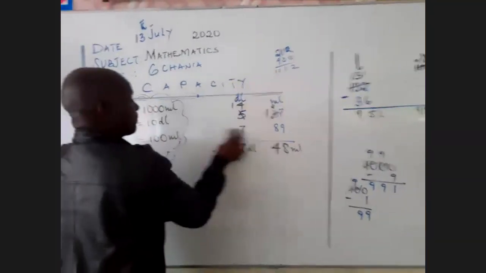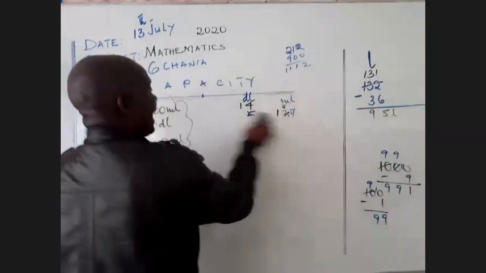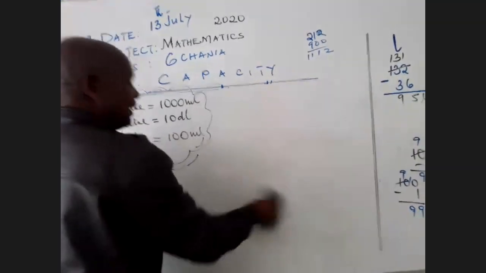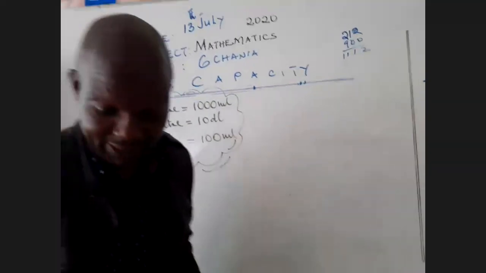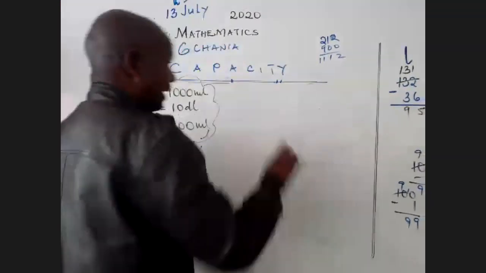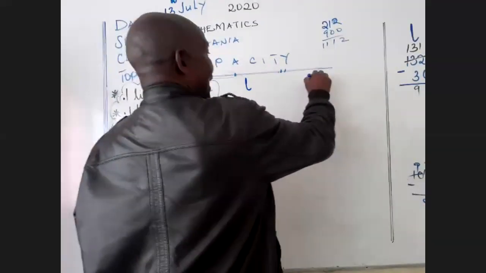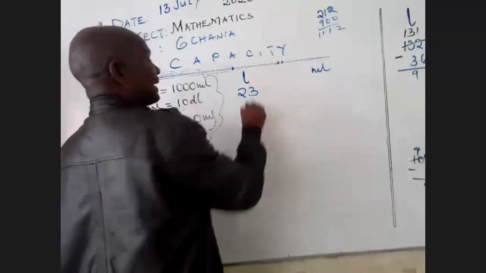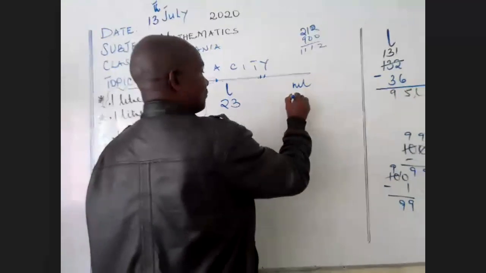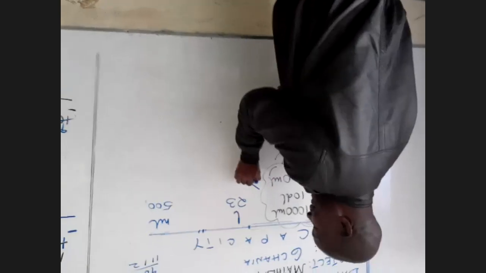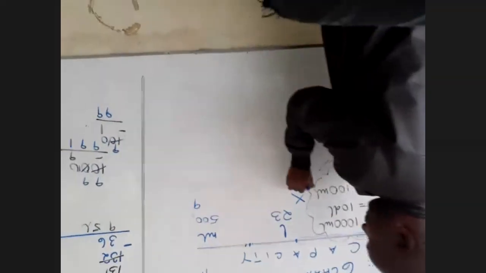We have already done our addition and subtraction of this unit of capacity. Today, I want us to do some multiplication of the same unit, and I'm still looking at liters and milliliters. Let's say, for example, you have 23 liters and 500 milliliters. And you're supposed to multiply this by 9.